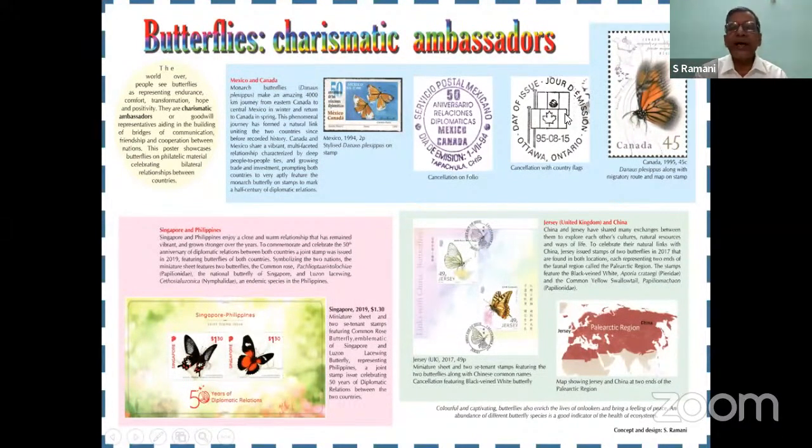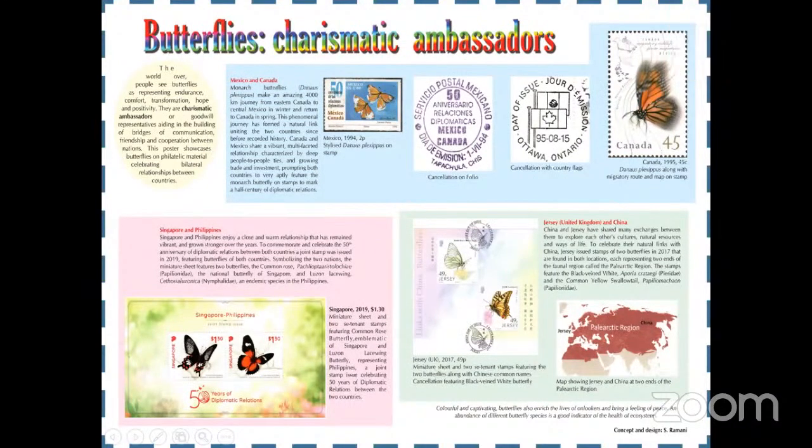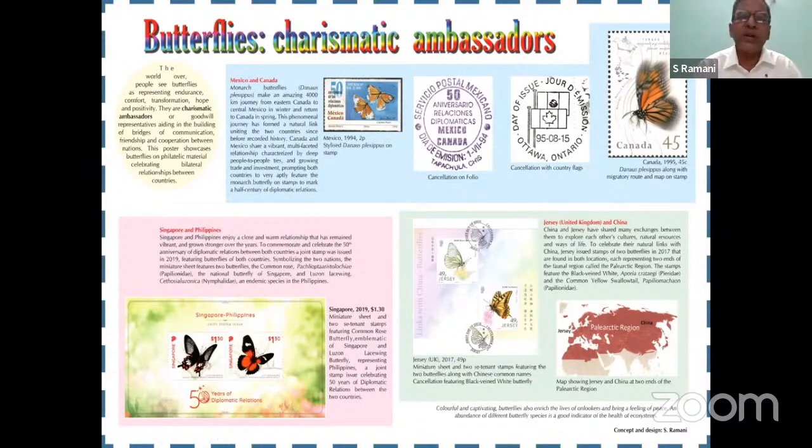So Mexico as well as Canada have actually used the butterfly as an example to show diplomatic relations between the two countries. Mexico, to celebrate 50 years of diplomatic relations between Mexico and Canada, produced this particular stamp as well as this cancellation. Canada, 1 year later, produced a stamp with a monarch butterfly to again celebrate 50 years of diplomatic relations between Mexico and Canada.